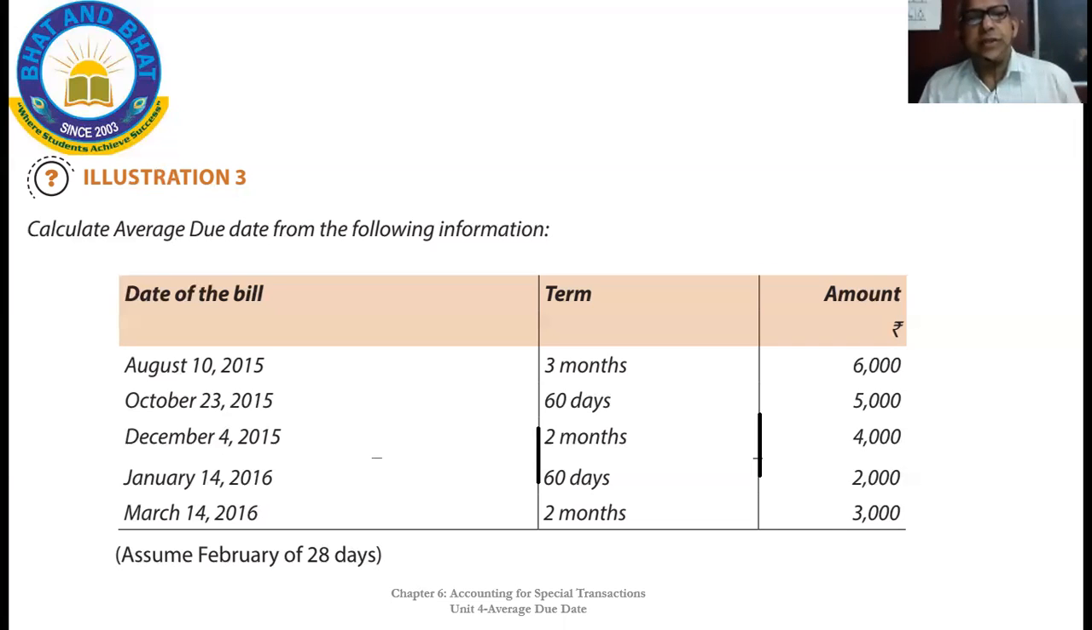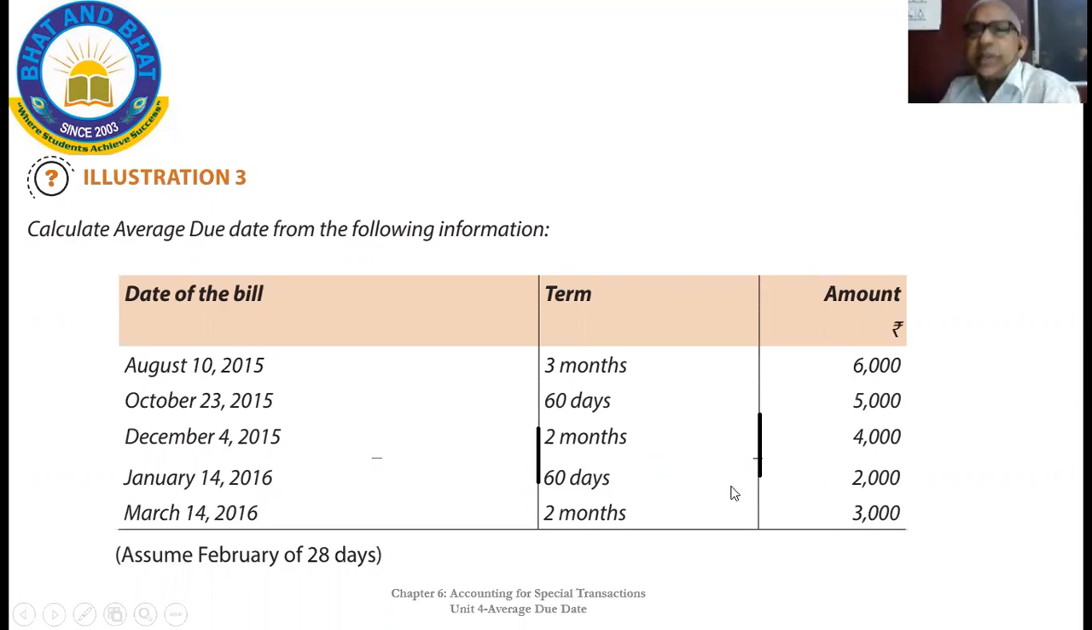See, the date of the bill is August 10, 2015. Then these are the dates given. Then the term is given. First bill is 3 months, second is 60 days, like this. Amounts of different bills are given here. And directly he has given, assume 28 days as February days. And simple, like the earlier one only. Wherever days are given, you have to count the days. Wherever months are given, you have to count the months.